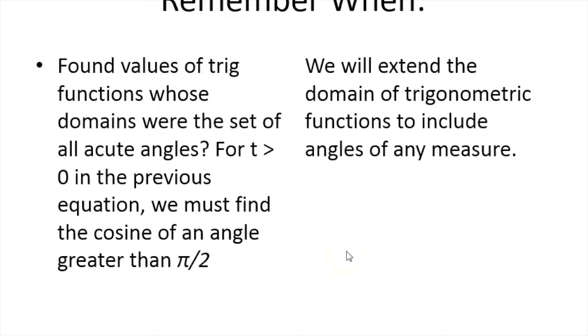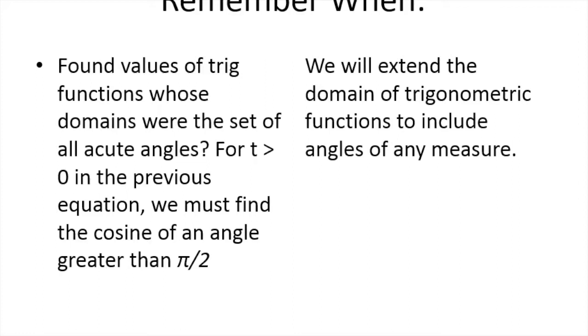But thinking back to what we have done so far with trig functions, everything that we have found values for has been acute angles. So most of what we've done so far this year and also in geometry was with right triangles, and so everything was less than 90 degrees, or in the case of radians, which we're kind of transitioning into, less than pi over 2.